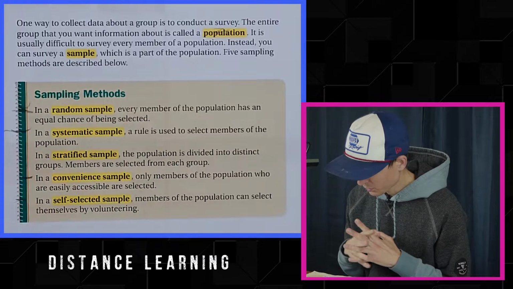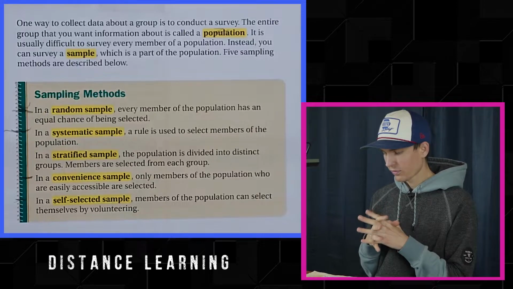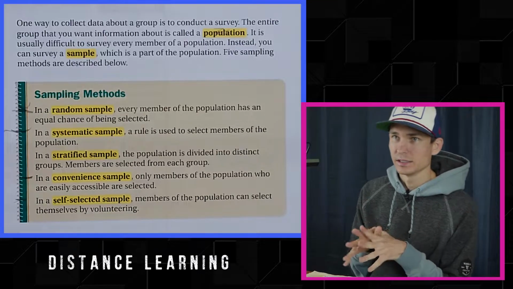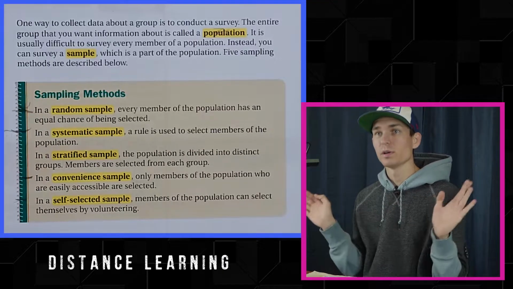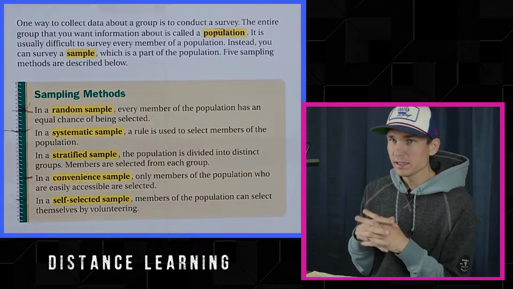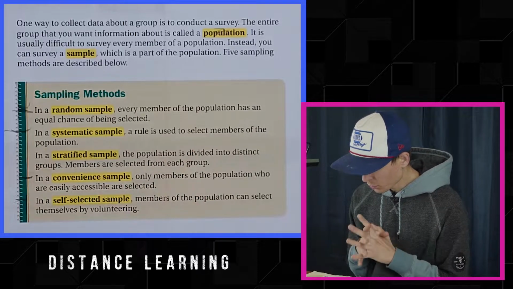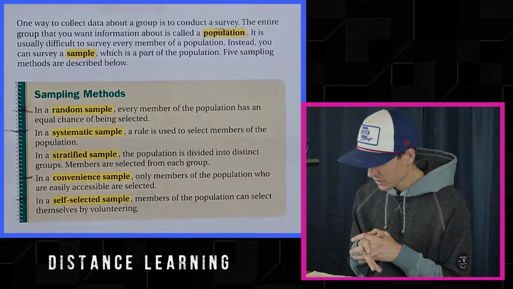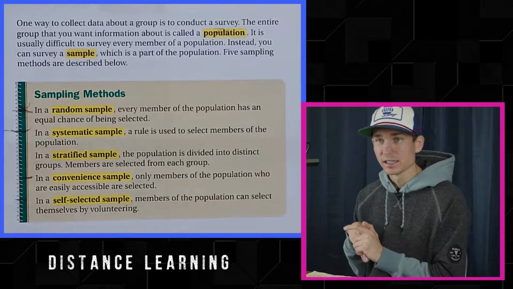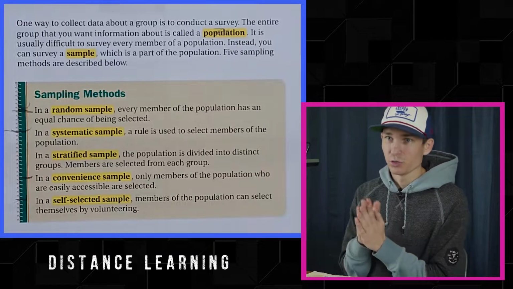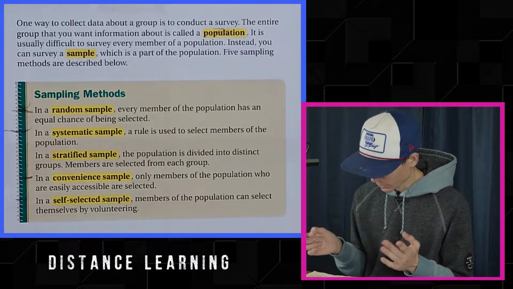So, a random sample. Every member of the population has an equal chance of being selected. If I want to know people's favorite color, and I just walk around the street and go up to any random person I see, that's a random sample. Systematic sample. A rule is used to select members of the population. If I walk around and ask every third person I see a question, I'm using a certain rule. Every third is my rule in that case. There could be other rules, but that's an example of one.